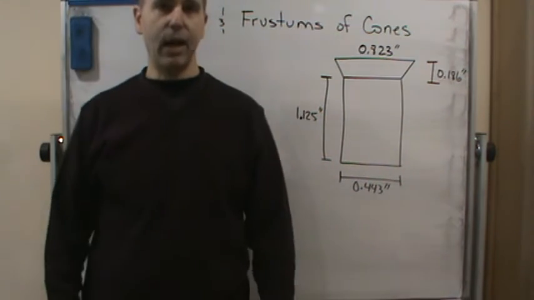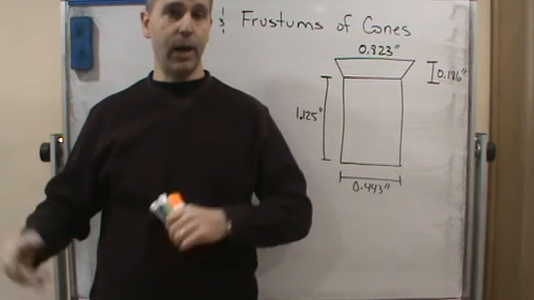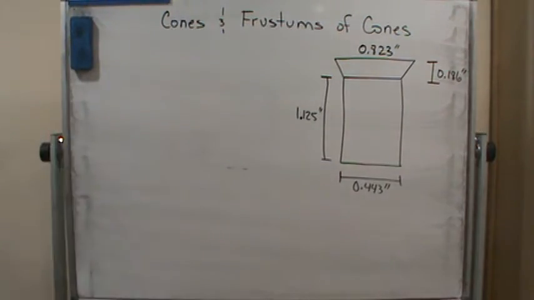Okay, welcome back, and now let's do an application dealing with metalworking. I'll read you the problem, and then we'll jump in and explain all this. It says the figure on the board shows the dimensions of a round countersunk head rivet.